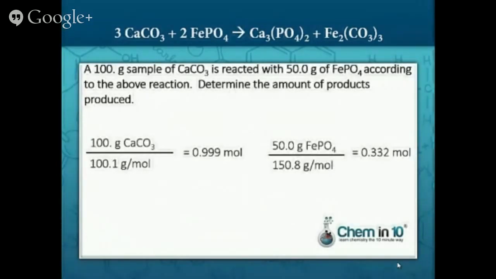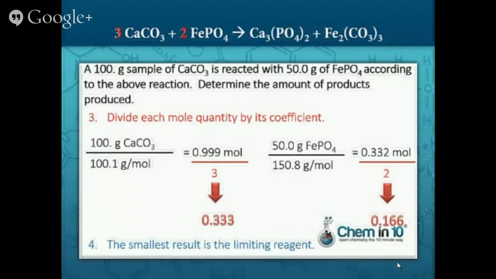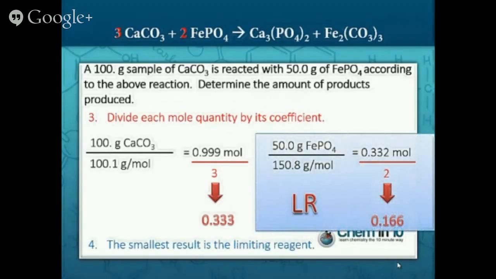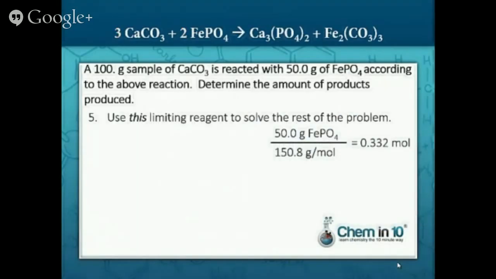Then we want to divide each mole quantity by its coefficient. The coefficient in front of calcium carbonate is 3, so we're going to divide this by 3, and we get 0.333. For iron 3 phosphate, the coefficient is 2, so we're going to divide this by 2, and we get 0.166. Since 0.166 is less than 0.333, iron 3 phosphate is our limiting reagent. So we're going to use this limiting reagent, iron 3 phosphate, to solve the rest of the problem.